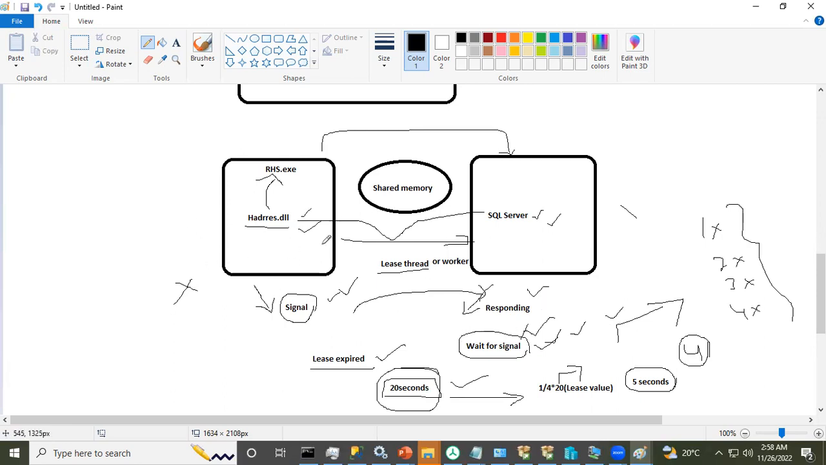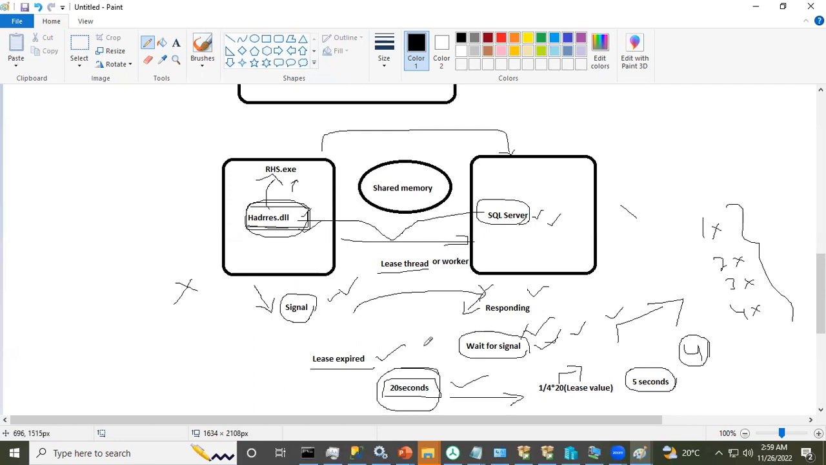response has not happened, then it thinks that SQL is not responding. This says I am not receiving a response from HADR res.dll, but HADR res.dll at the same time thinks that SQL is not responding, right? Definitely it is not sending a signal, but still it thinks that SQL is not responding within 20 seconds. Then I inform the same to RHS.exe. RHS.exe notifies the cluster. Cluster will trigger a failover of your resource.